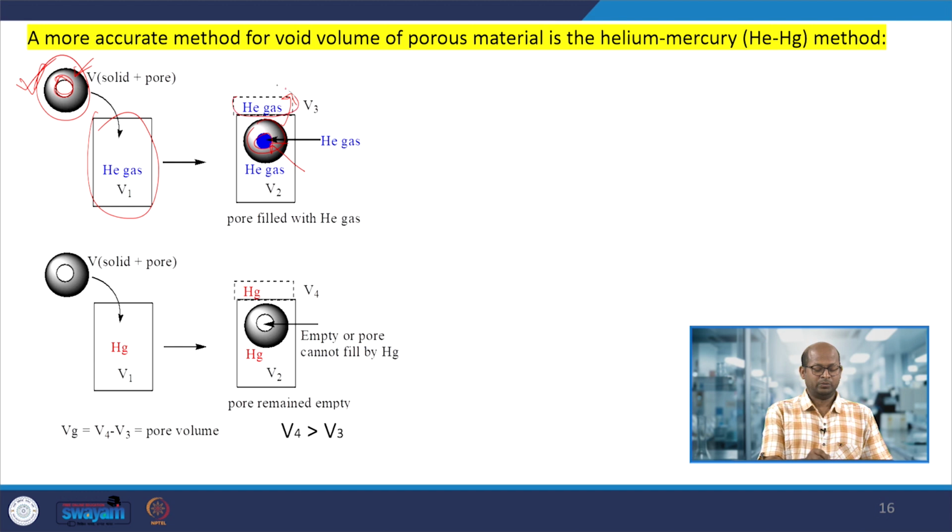So the excess volume of helium is due to the total solid present in that porous material. So V3 we can get. Similarly, the same material we have to place in mercury.